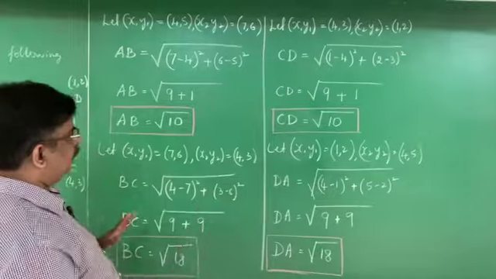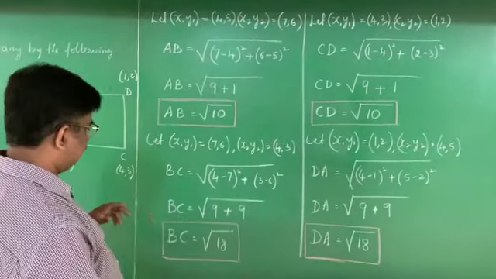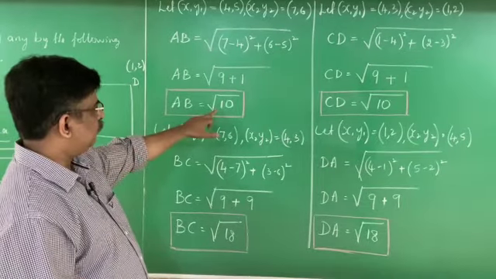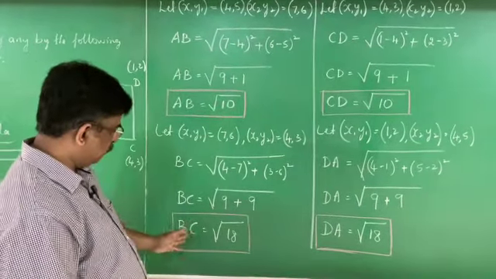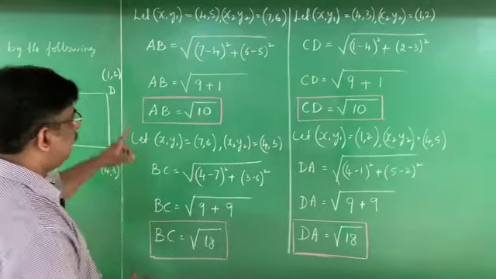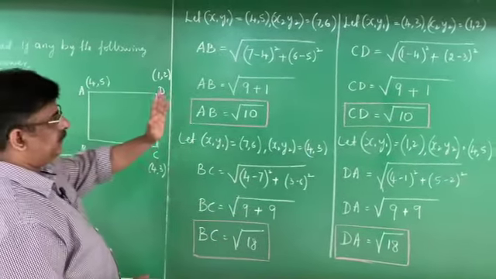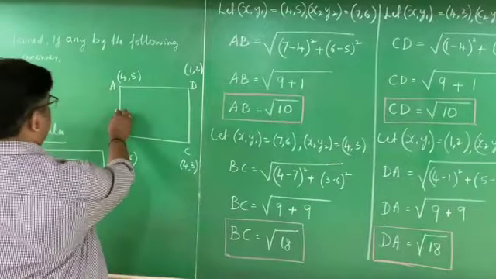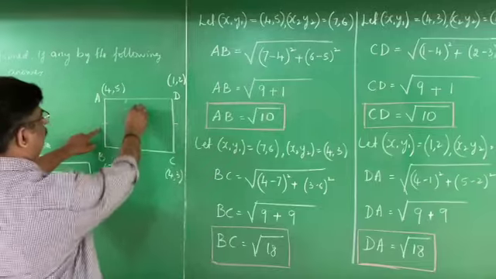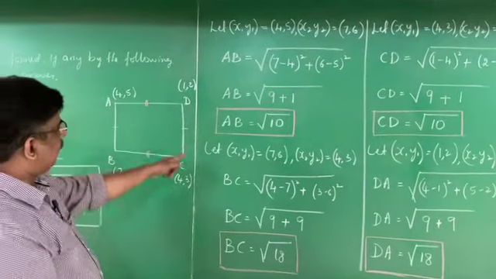Four sides I calculated. What is my inference is, the length of two sides, root 10, root 10. Two sides, root 18, root 18. Which are those two sides? AB and CD is equal to root 10. AB and CD, opposite sides are equal.